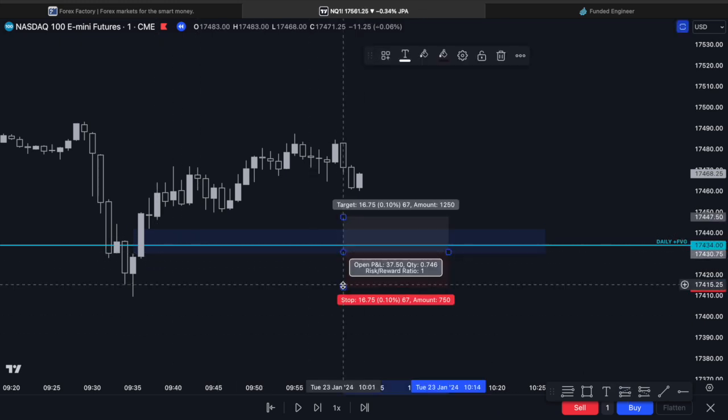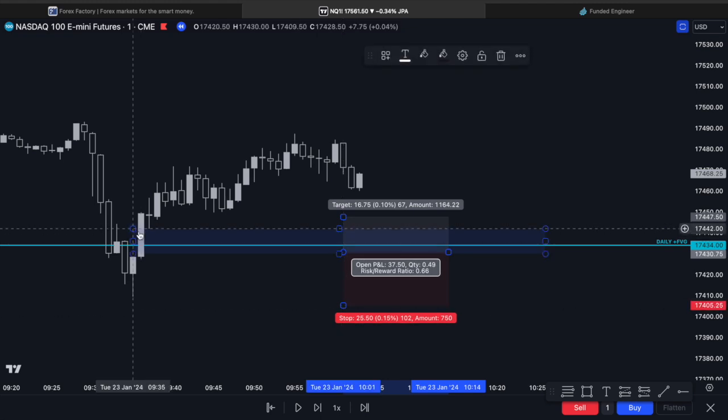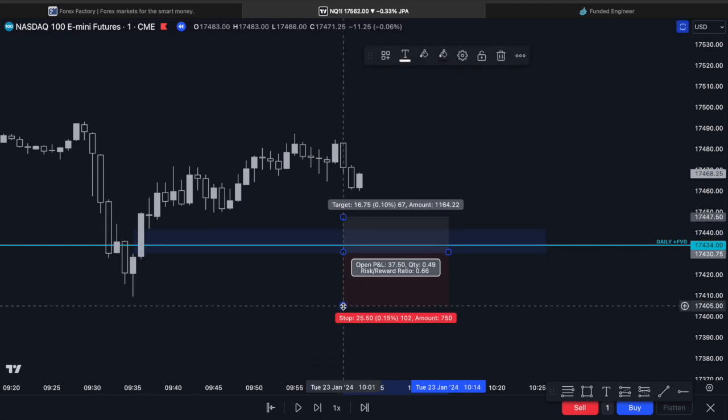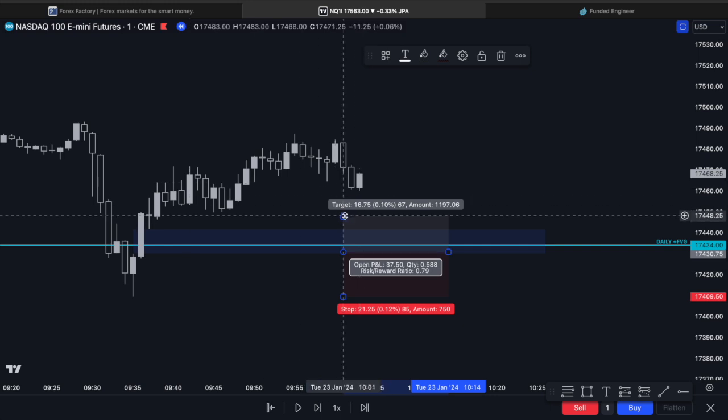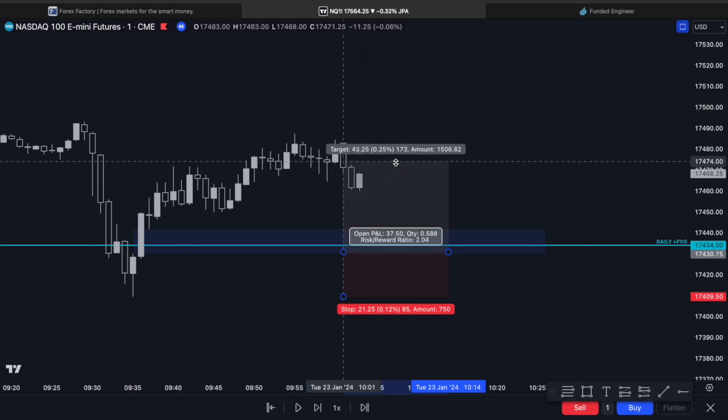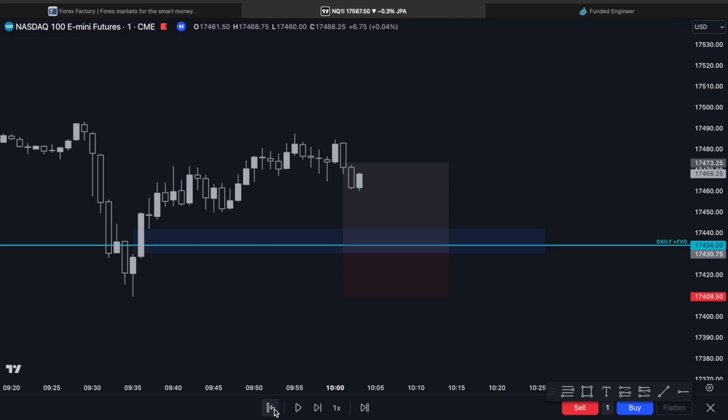Again, my entry can be at the bottom or the top of the fair value gap. It completely depends how fancy you want to be or how far you think the market will move. And I'm going to shoot for standard 2R.